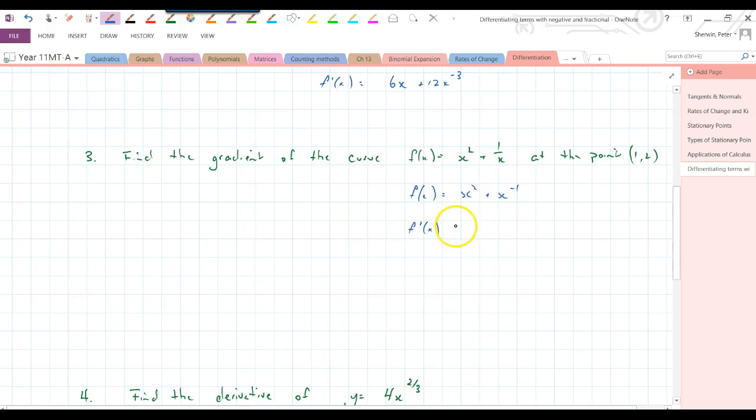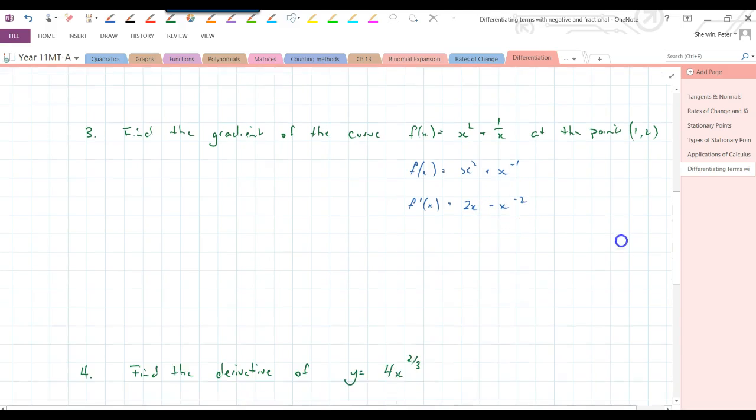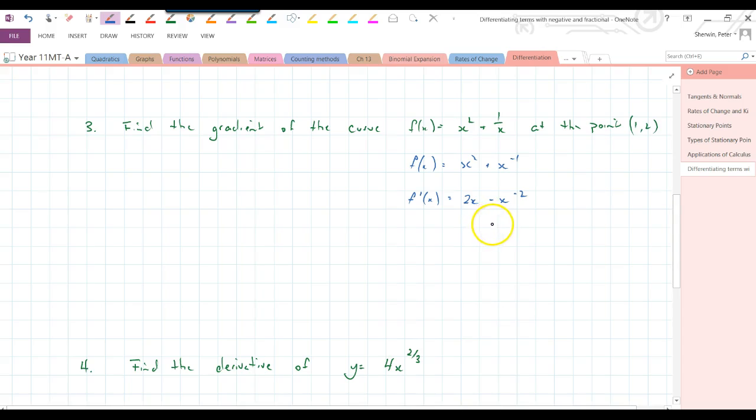So we now do f dash x equals 2 comes down, 2x, minus 1 comes down, minus x to the minus 2. And it might actually be easier now to write it as a positive index, so that we can put in this value of x here. Alright, find the gradient of the curve at x equals 1. This is my gradient function. At 1, it's 2 minus 1 over 1, isn't it? F dash 1 is equal to 2 minus 1, which equals 1. So therefore, the gradient at x equals 1 is 1.